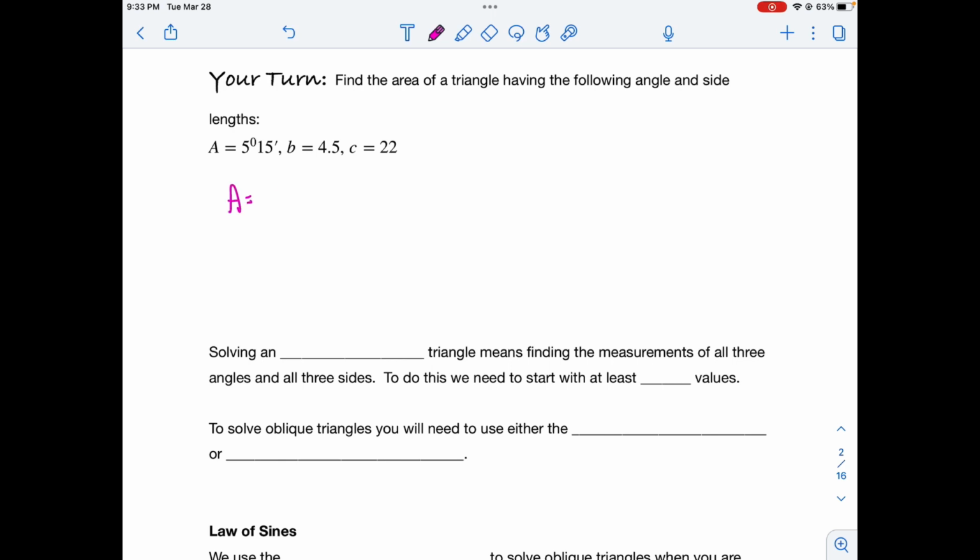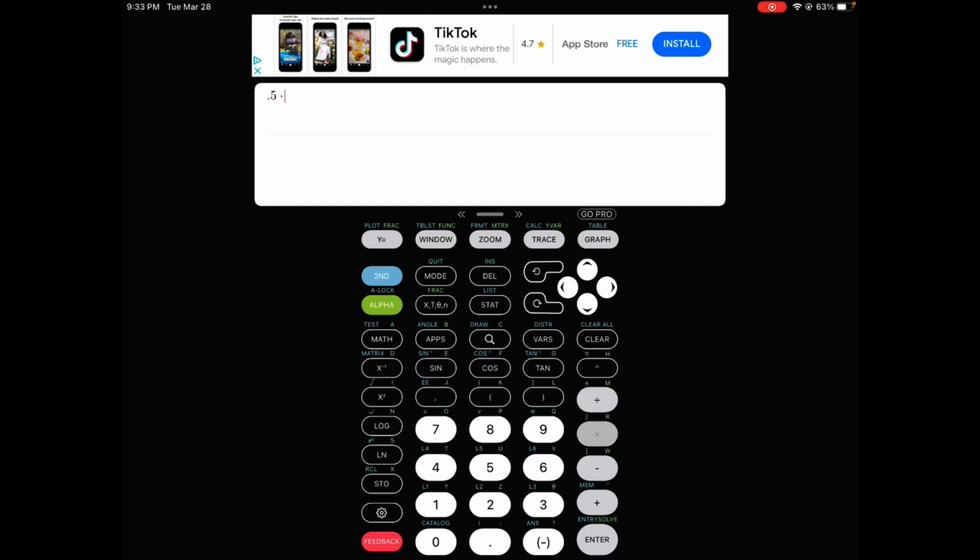All right, so to find the area of this triangle, it's going to be 1/2 times 4.5 times 22 times the sine of 5 degrees 15 minutes. So I'm going to use a calculator to help me with this. So let's go to our calculator and type in this information. All right, so I have 1/2 times 4.5 times 22 times, well, let's make sure we're in degree mode.